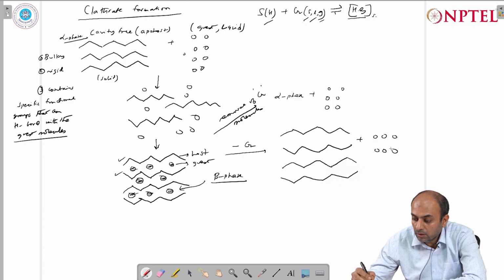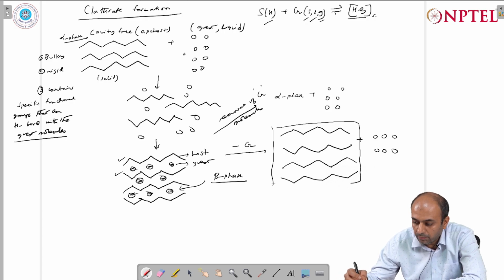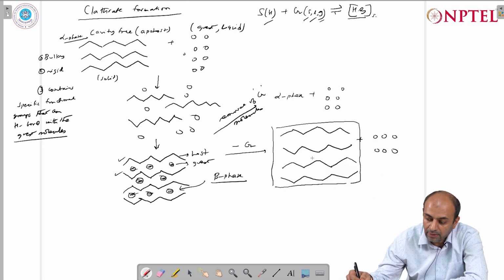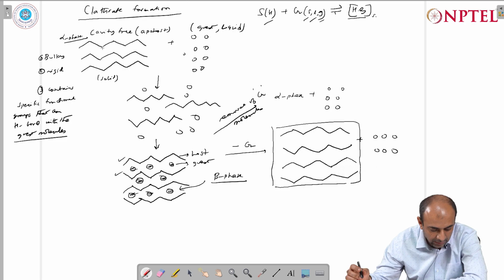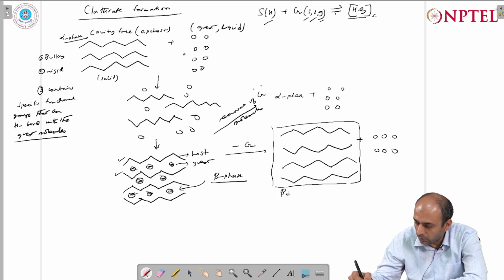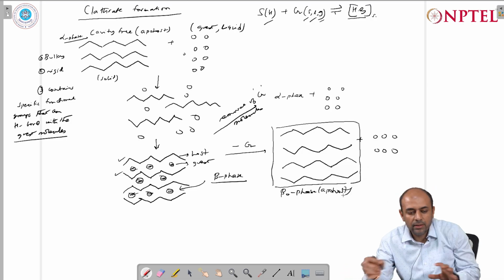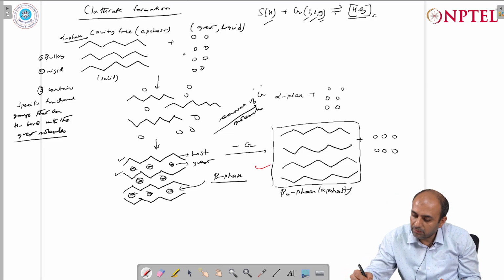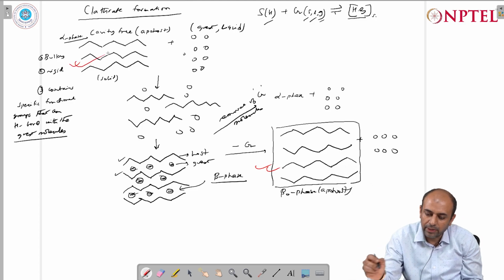so now you see the apohost is formed. Again, this is a new apohost. This is a new structure which is actually a different crystalline arrangement than that of the alpha phase. This we call the beta 0 phase. Again, this is an apohost, but this arrangement is different from this arrangement.